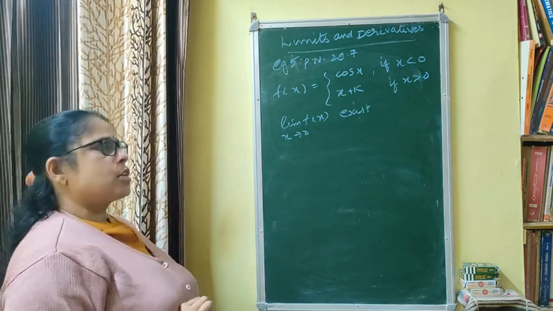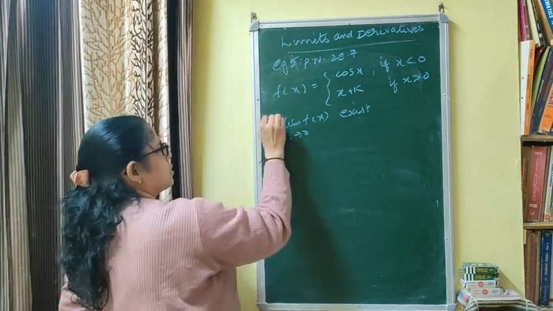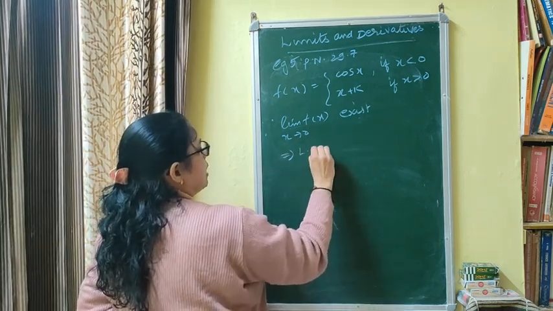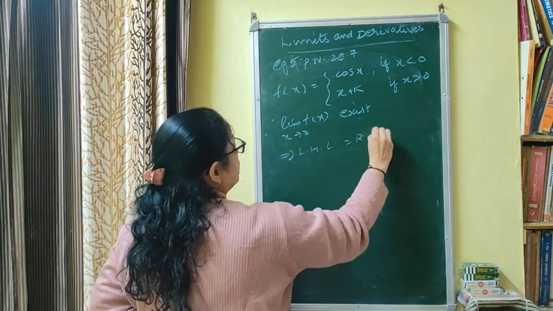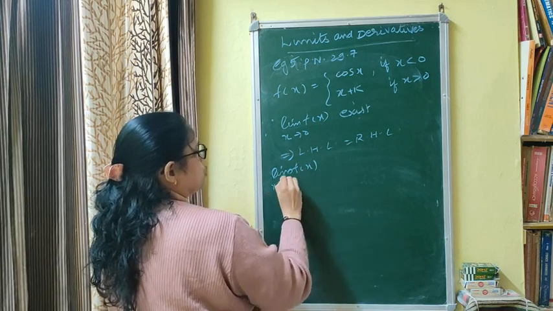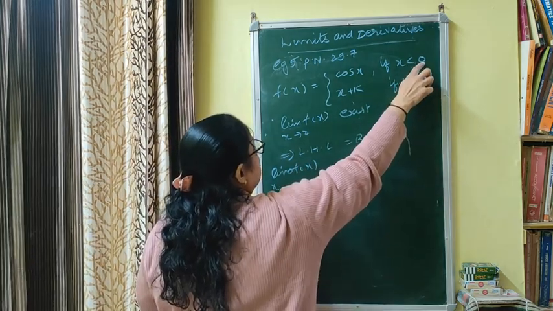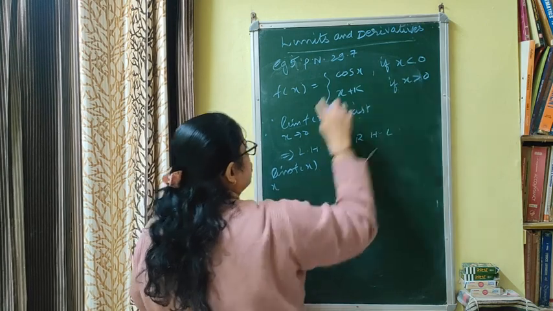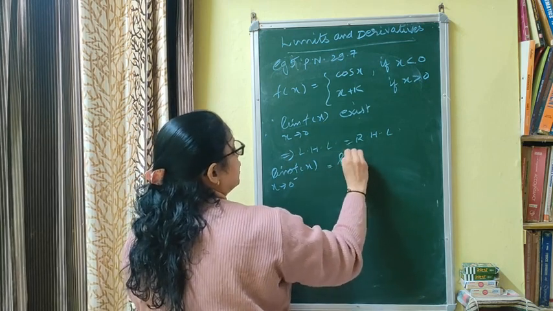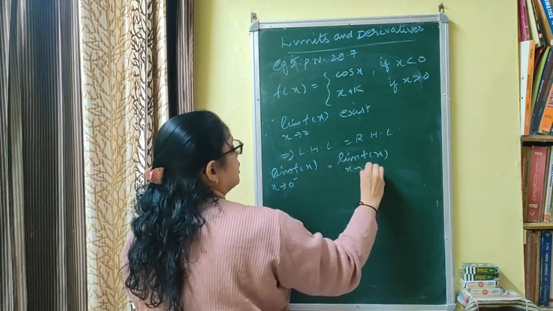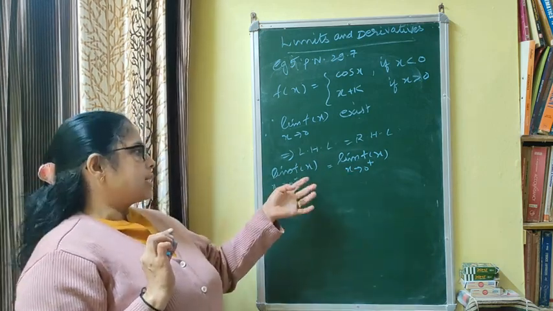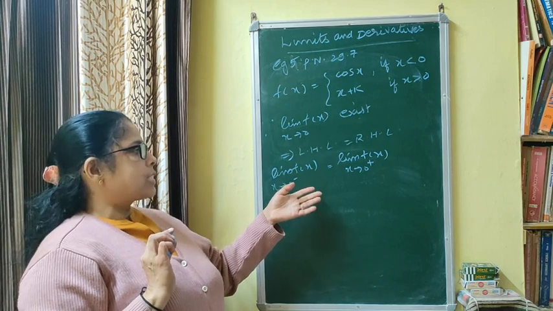Since limit f(x) as x tends to 0 exists, that means the left hand limit is equal to the right hand limit. Exist implies left hand limit is equal to right hand limit. That you can write in mathematical form, that is limit f(x) as x tends to 0 minus is equal to limit f(x) as x tends to 0 plus. Either you can write LHL equal to RHL or write it directly in full pattern. I suggest this one because it is very clear as well as conceptual.